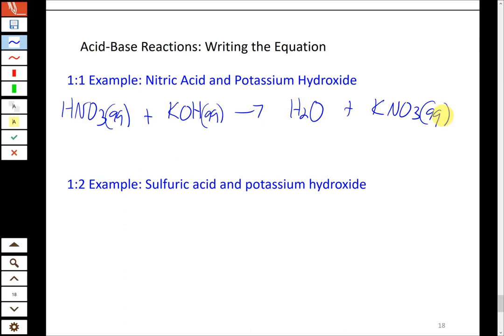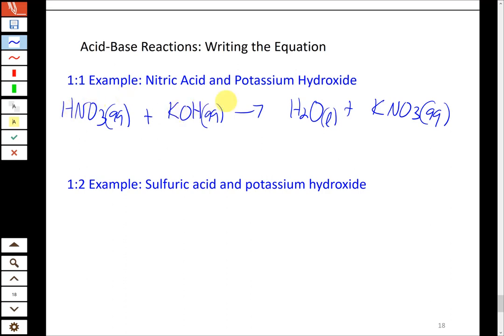If we look at coefficients here, we'll find that none are actually needed. Now, water can usually be written as a liquid, but it doesn't matter too much. But the coefficients here, there aren't going to be any. Everything's 1 to 1 to 1 to 1, because if we're combining one H+ and one OH-, we form one H2O, and moreover, the ionic compound that forms is just a 1 to 1 ionic compound, 1 K+, 1 NO3-. So we don't need any coefficients to balance this equation. It's just one for every reactant and every product.